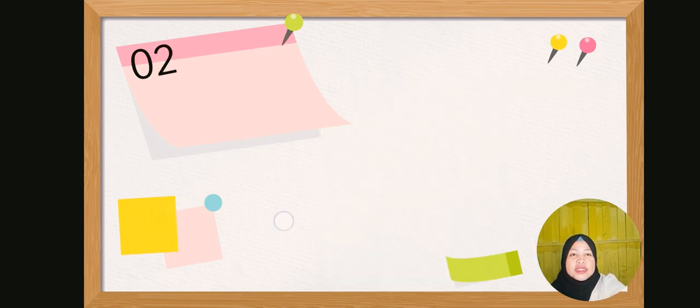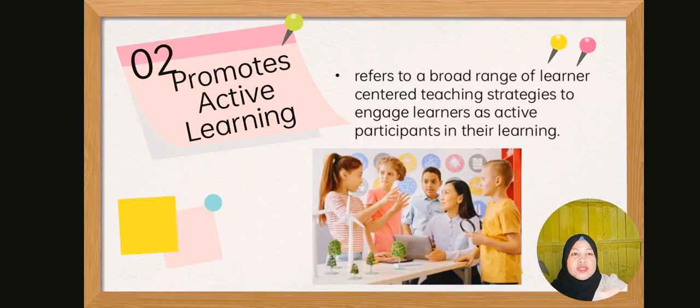So the second one is promotes active learning. This refers to a broad range of learner-centered teaching strategies to engage learners as active participants in their learning. Instructional materials are expected to help promote active learning using interactive technological tools. Learning interest is stimulated and student focus is redirected. By this, students and teachers will be highly engaged in the learning process. It explores how we can get more effective learning experiences by giving learners opportunities to apply, analyze, and synthesize prior knowledge to create a personal meaning.